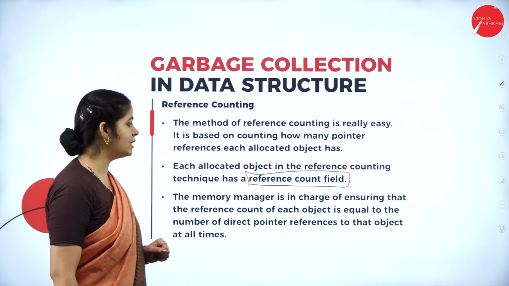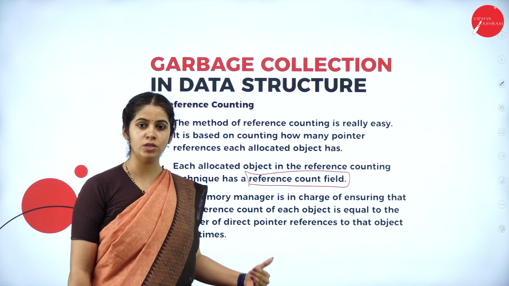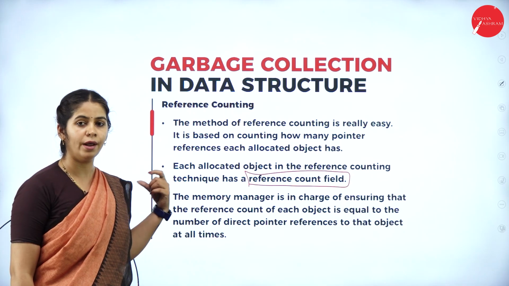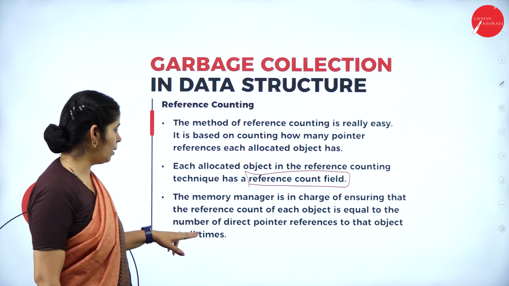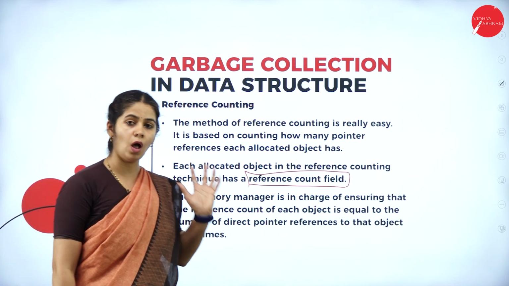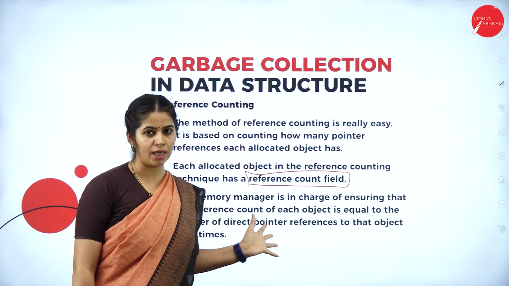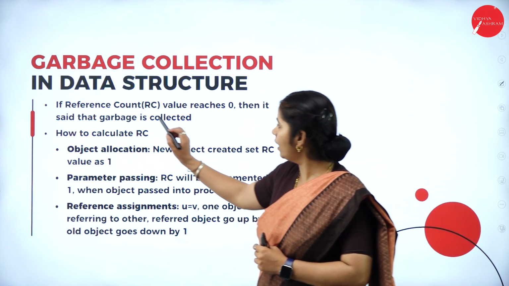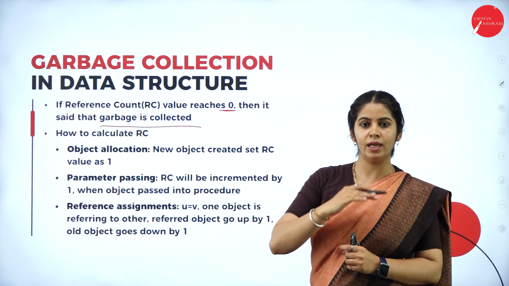The memory manager is in charge of ensuring the reference count. Who is going to increment or decrement that reference count? The memory manager is going to increment or decrement that particular reference count depending on the operation that is going to happen. The reference count of an object is equal to the number of direct pointers referring to the object at all times. When the reference count value reaches 0, we can say that the garbage is collected and it will be freed.